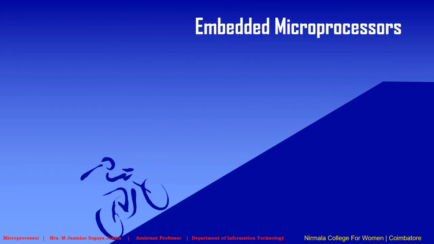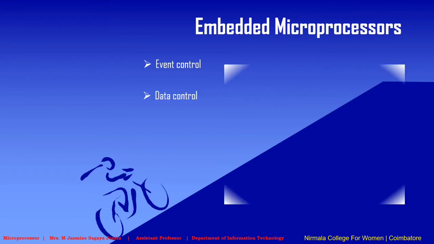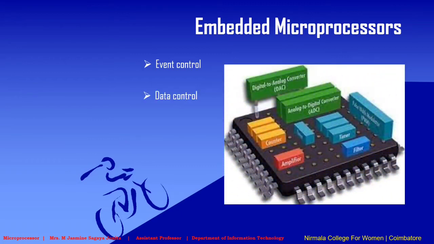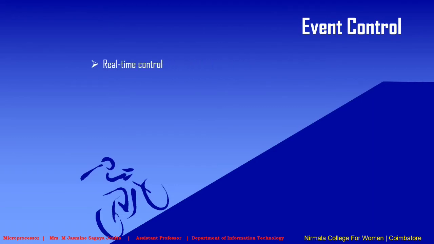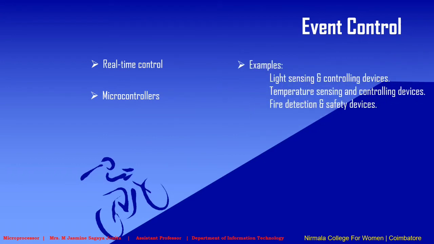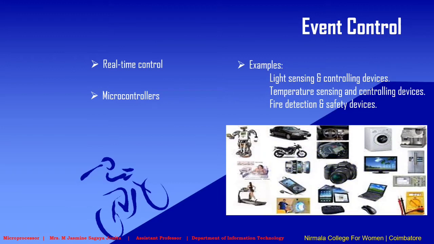Next is the embedded processors. The embedded microprocessor is the next category, which is again categorized into event control and data control. The event control processors are nothing but a microcontroller. It is used for real-time purposes as a real-time controller. Event control is otherwise known as real-time control. For example, a controller of an electric motor or engine or indicator, and a temperature control of an oven or furnace.